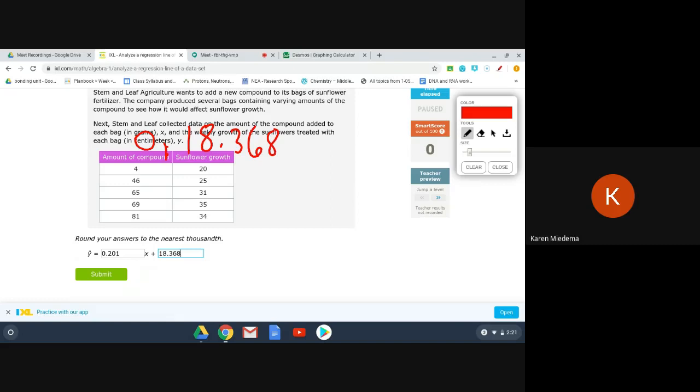Now, the slope or the rate of 0.2 means that on average, as the x value increases by 1, the y value increases by about 0.201. And again, we noticed that before, that as the x values were increasing, the y values, for the most part, were also increasing. Okay, so there's our equation for the line of best fit, rounded to the nearest thousandth.